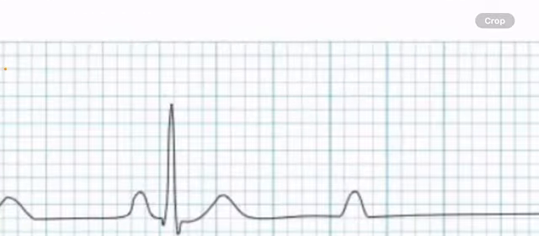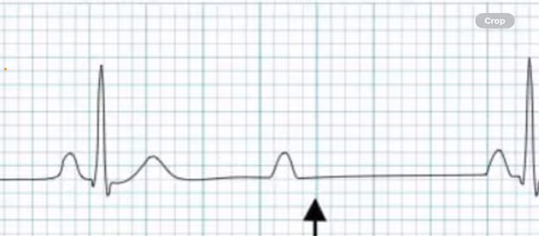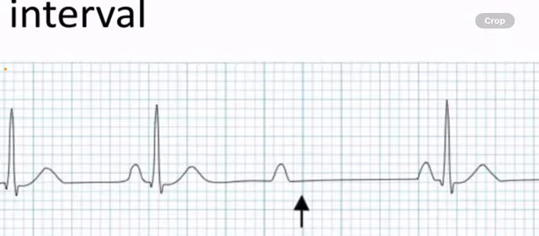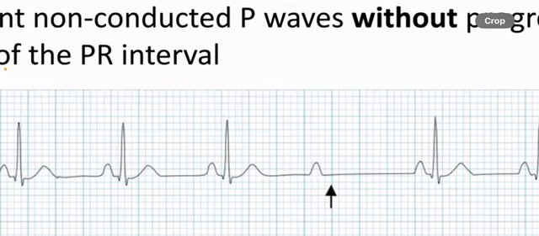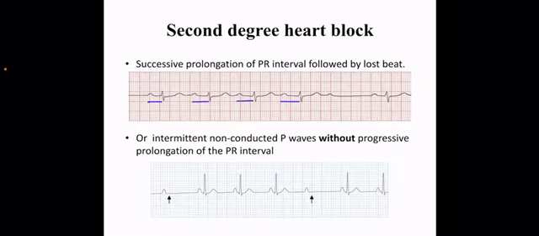there is a drop beat. It means there is a P wave without QRS. Can you see? There is a P wave without QRS. So this is also second degree heart block.